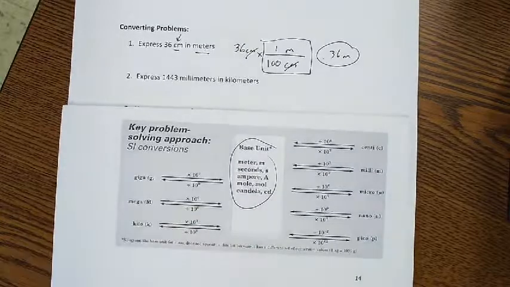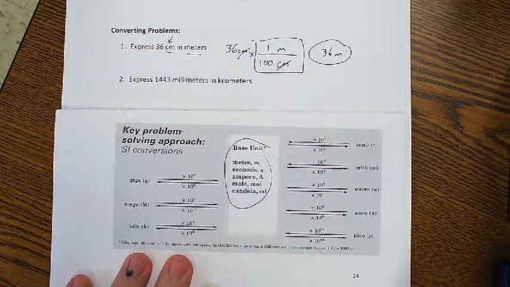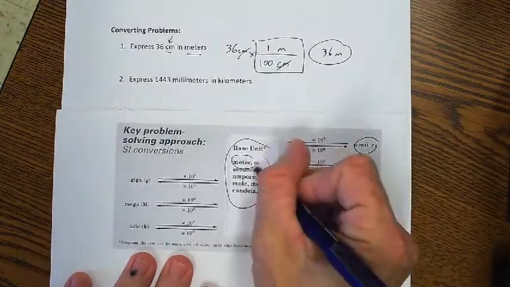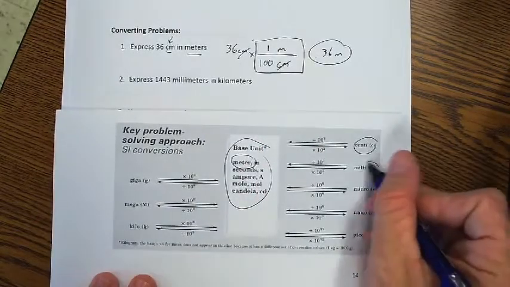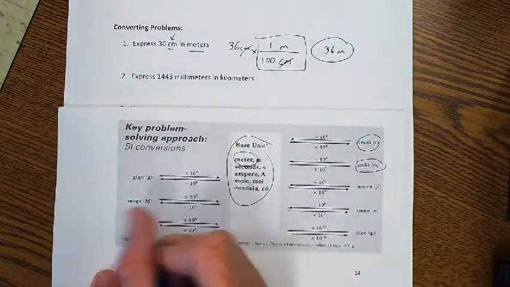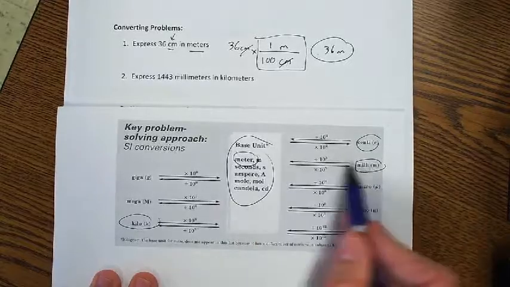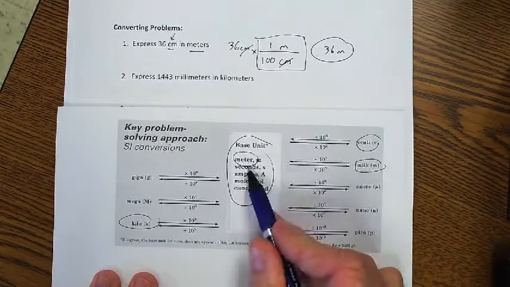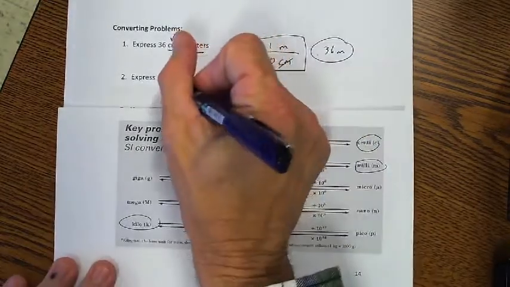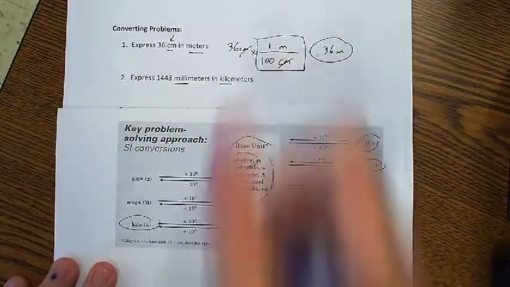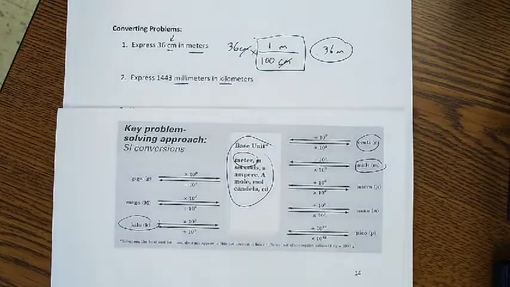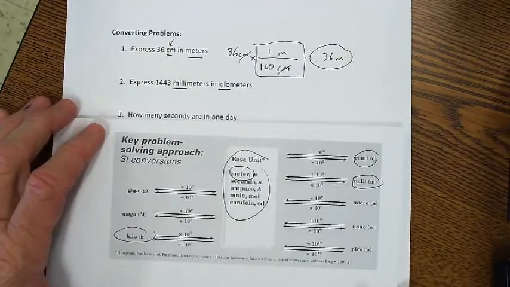The next one, millimeters to kilometers. So now notice, in the first one we went from centimeters to meters, but now we're going from millimeters over to kilometers, and you've got to go through the base unit and then go to kilometers. That's the way I would always approach this problem. So that's a non-base unit, that's another non-base unit. In other words, it's got a prefix in front of it.